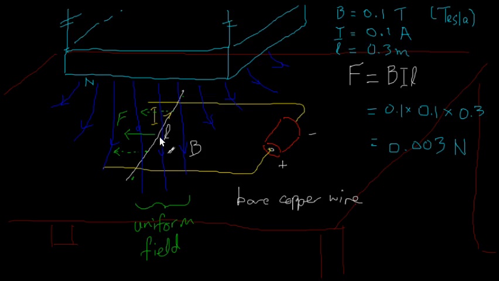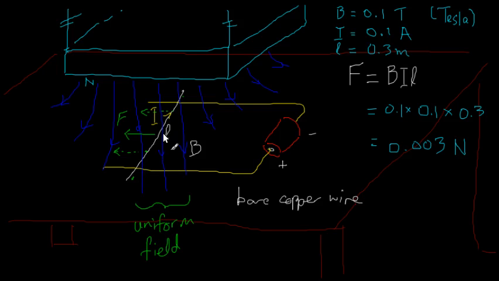Now the next condition for this, which I've not actually mentioned directly, but I've sort of assumed in the drawing, is that in order to use this formula, the direction of the magnetic field has to be perpendicular to the current in the wire. They have to be at 90 degrees.